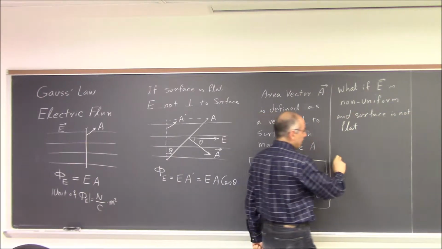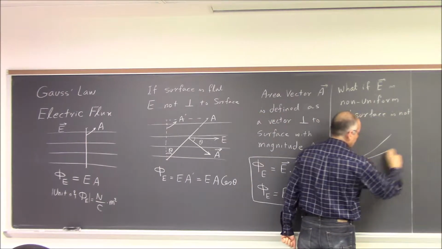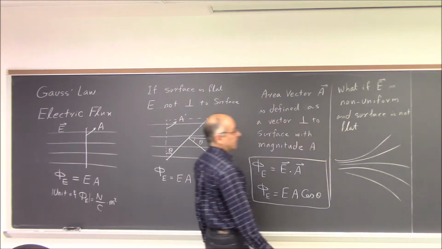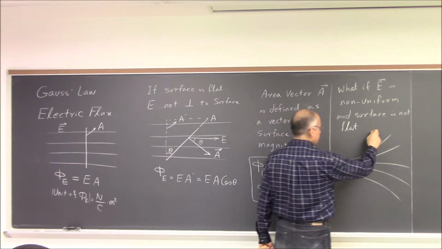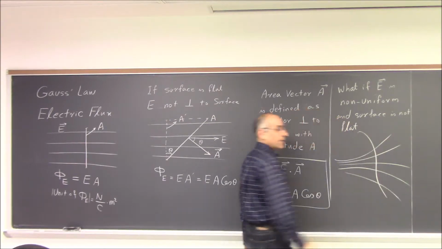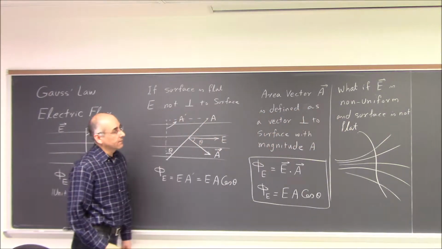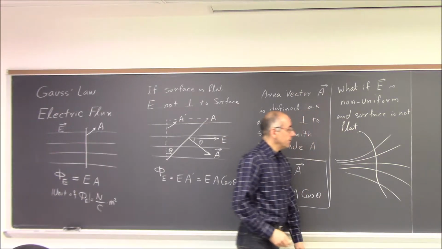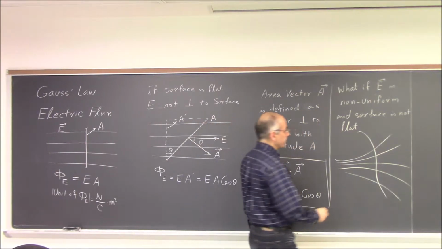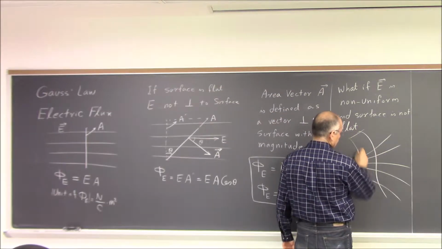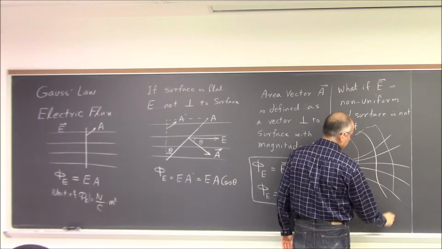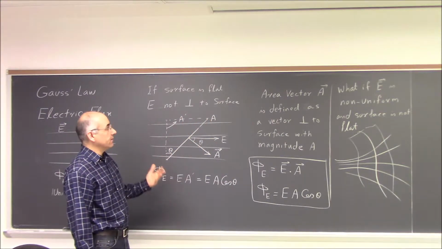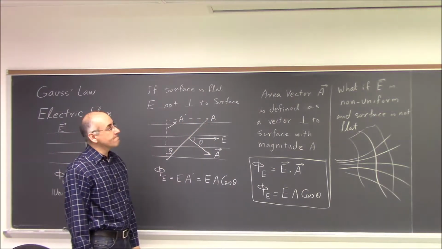Like if you have a non-uniform electric field, like that, and then you have a surface that's not flat. Let's say it's like this. This is showing the cross-section of the surface. So it can be like the surface going through like this. How do we define the flux in that case?